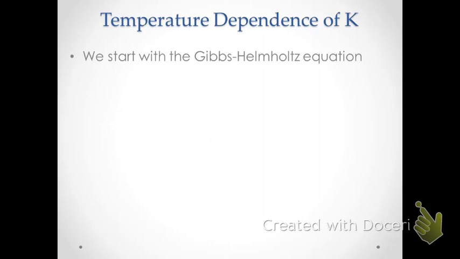Alright, so now what about the temperature dependence? How does the equilibrium constant change when we change the temperature? Well, we'll go back to the Gibbs-Helmholtz equation, which we derived in an earlier video, which shows the relationship between G naught over T and the temperature dependence of G naught over T through this partial derivative.